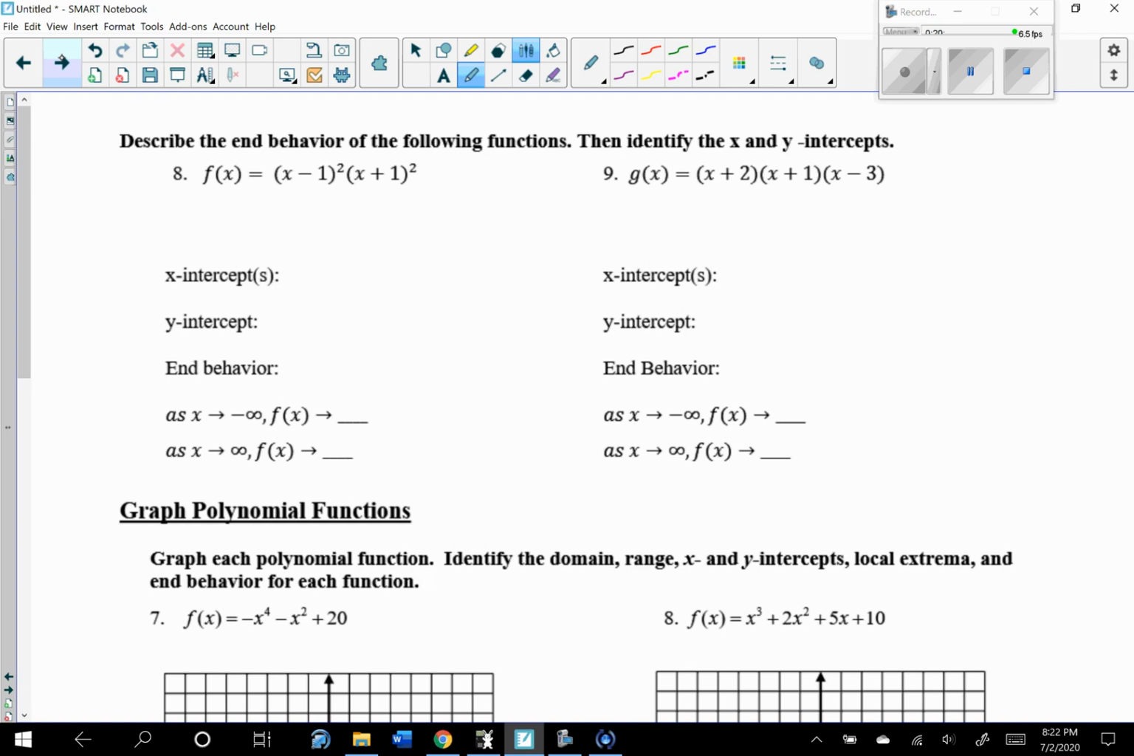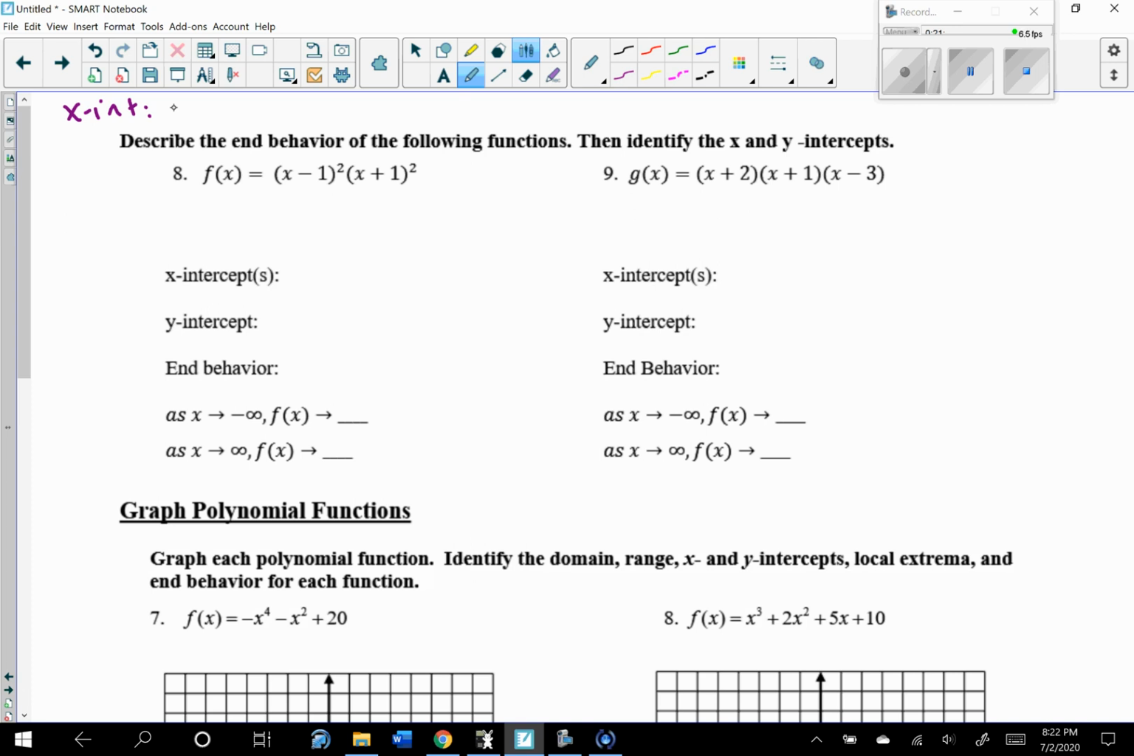This next one says, describe the end behavior of the following functions, then identify the x and y intercepts. So if we look at number 8, if I want to determine the end behavior, I would need to figure out what the degree and leading coefficient are. So before we do that, let's go ahead and look at the x-intercepts. So recall the x-intercept. How do we find that? You find the x-intercepts by setting what equal to 0.